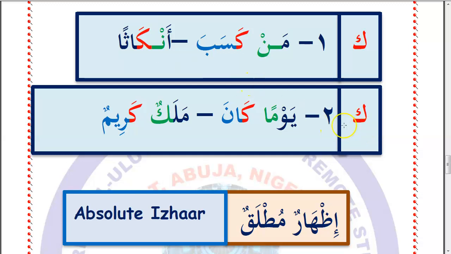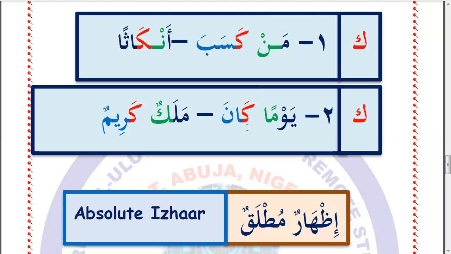Here is kafun again, appearing after tanween. Now you read this as Yawman kan, for stopping. Here is another one. Malakun kareem. So you may ask me, what is the rule of this tanween? So I will say, the rule of this tanween is Ikhfaa. The reason why it is Ikhfaa is because of the appearance of kafun after the tanween.